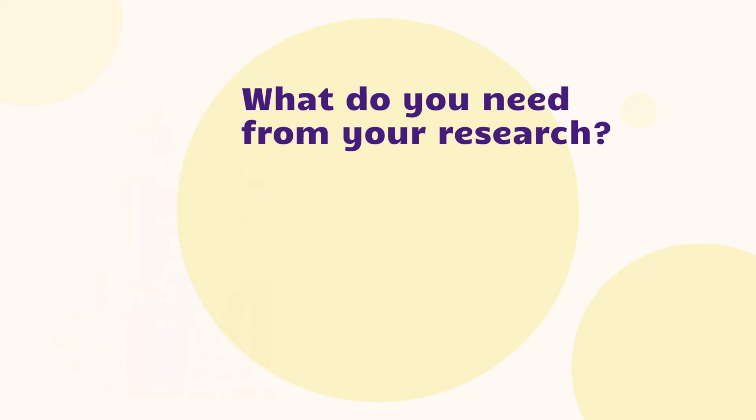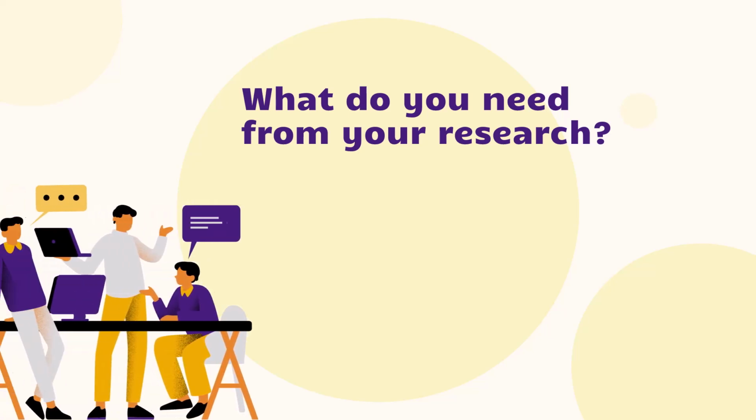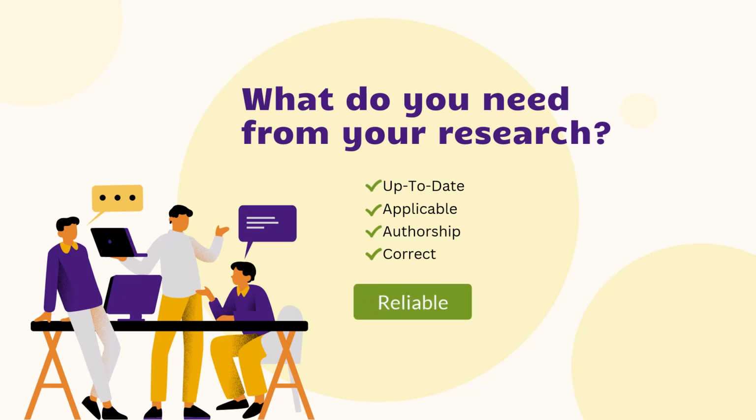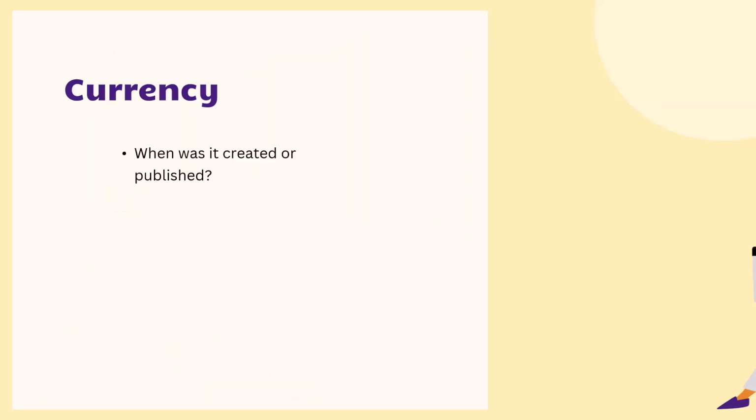Often, the way we think about our information needs falls into a few categories. We want information that is up to date, applicable to our topic and information needs, written by someone who knows the topic, and we want correct information. These are all essential to making sure that the information source we are evaluating is reliable. In an academic setting, we have specific terms we use to describe these criteria.